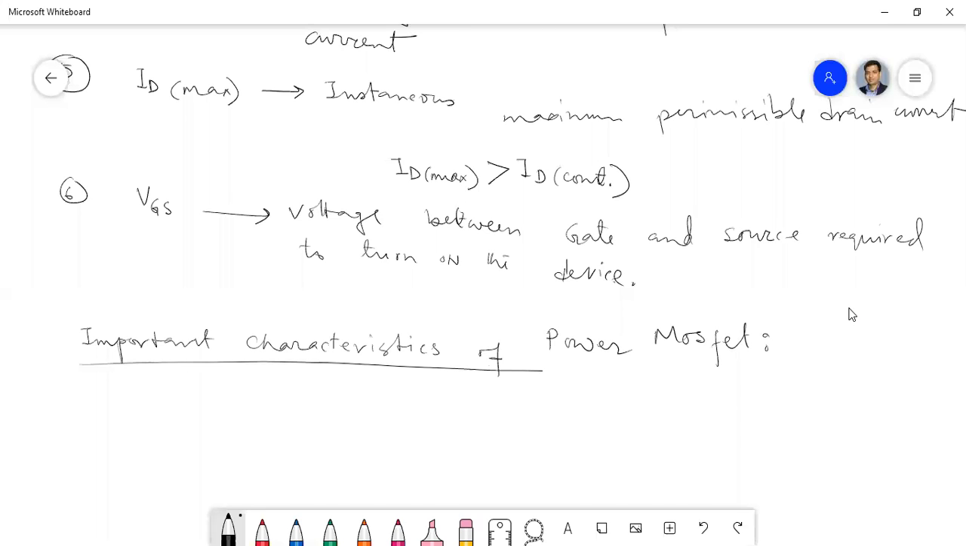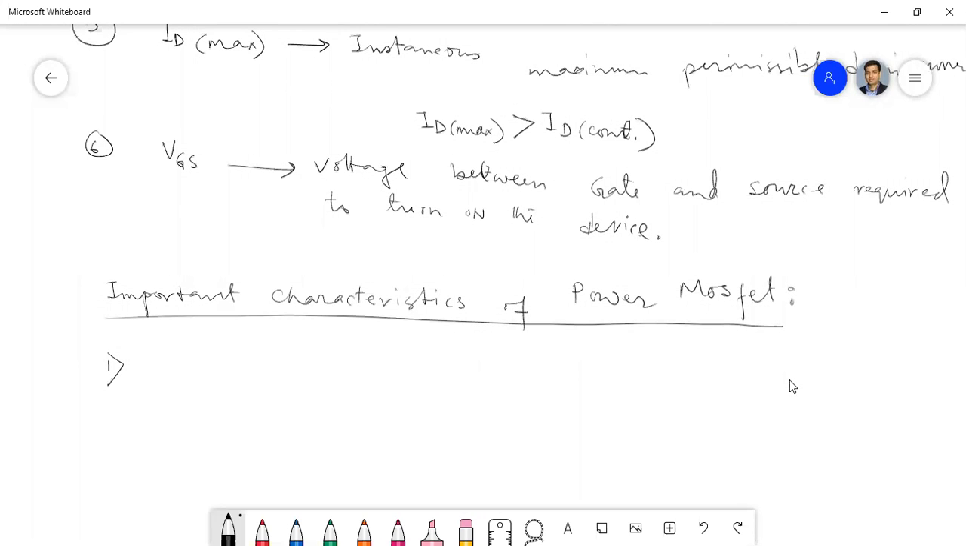Most of the characteristics I have discussed. So the first one, which is very important, is that the gate drive power required for this device is very low. Can you explain this point? Why is the gate drive power low for a power MOSFET?